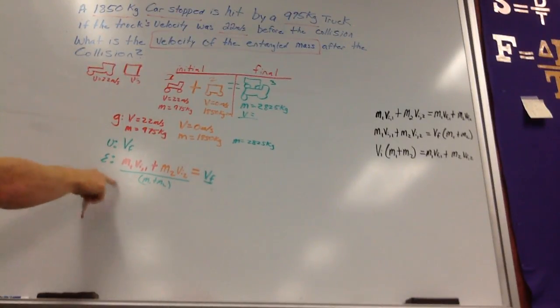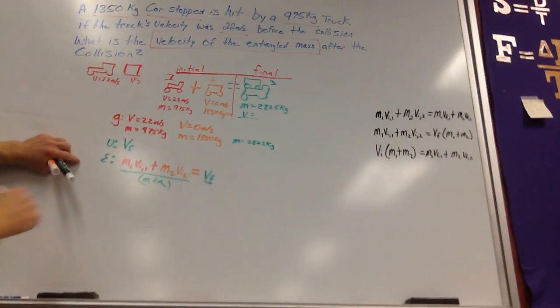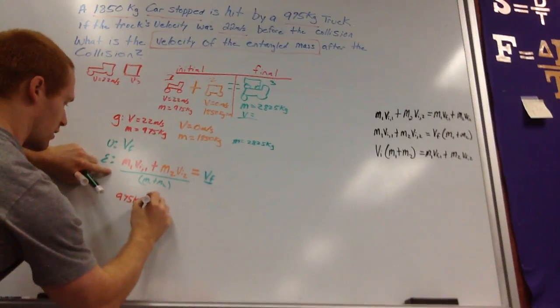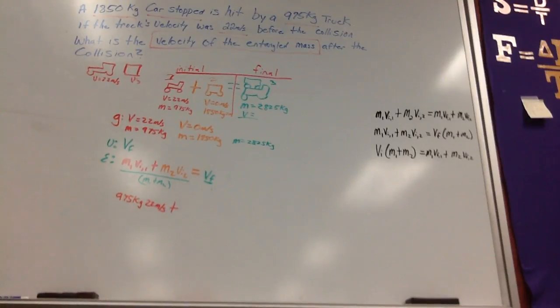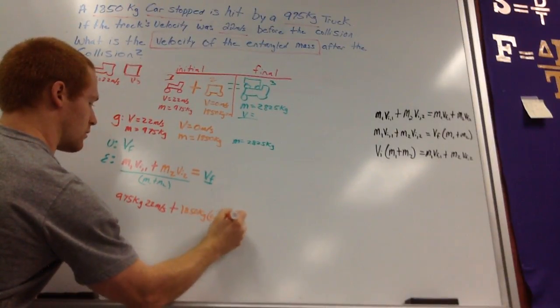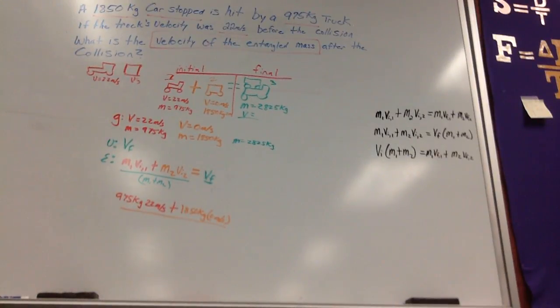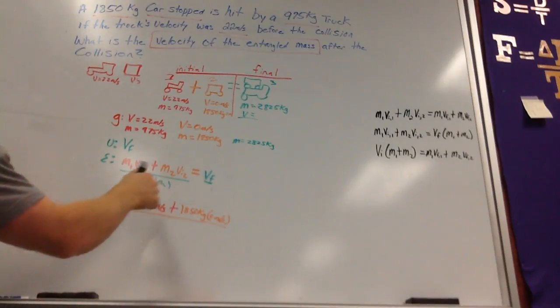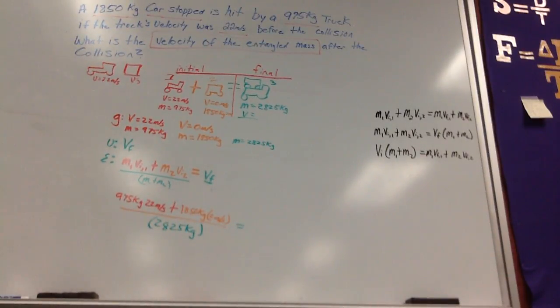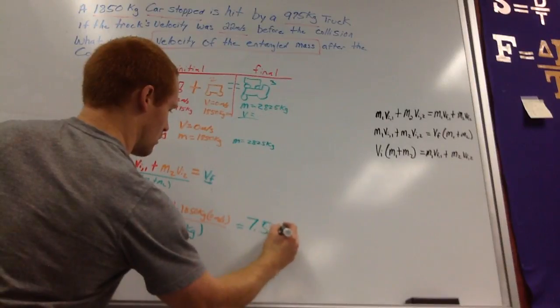And now I'm going to copy down our actual values so we can solve for this. The mass of the red color would be 975 kilograms. Velocity of the red is 22 meters per second. Plus the orange is 1850 kilograms, 0 meters per second. Divided by the mass of the third color, which is object 1 and object 2, 2825 kilograms. So if you plug that into your calculator, you should get an answer of 7.59 meters per second.